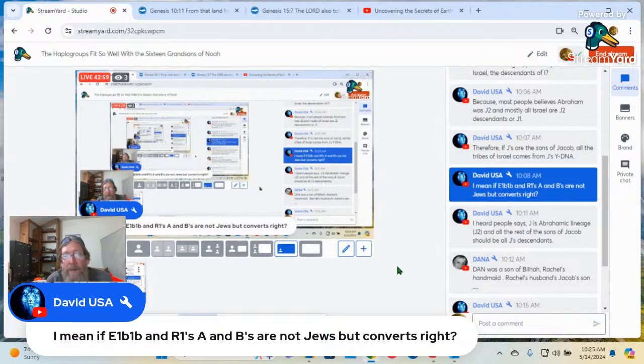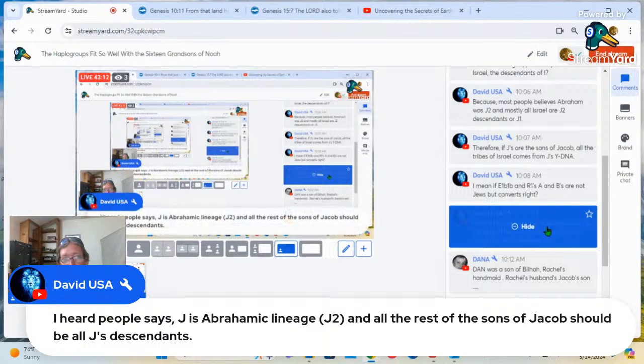Like, how can this all fit so well? It fits. What are the coincidences? What's the chances of everything fitting so well? It's amazing how well it fits. I'm surprised every time I look at it.